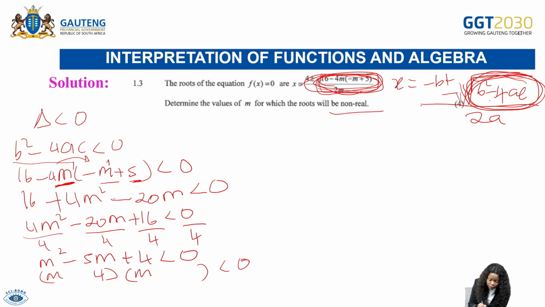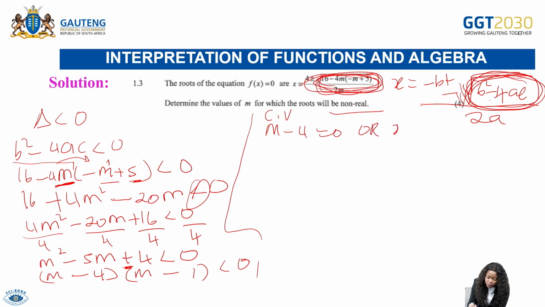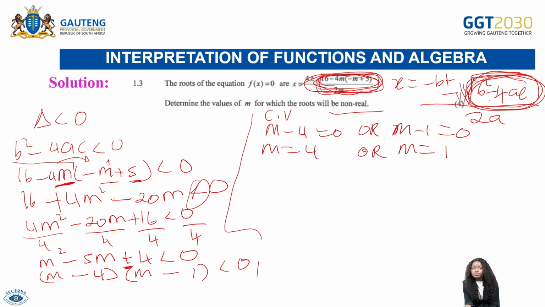It is going to be a 4 and a 1. And then since it is positive here, for me to get a positive, I need to multiply a negative and a negative. Ne? And then since we are dealing with inequalities, you still need to say its critical values: m minus 4 is equal to 0, or m minus 1 is equal to 0. So m is equal to 4, or m is equal to positive 1.